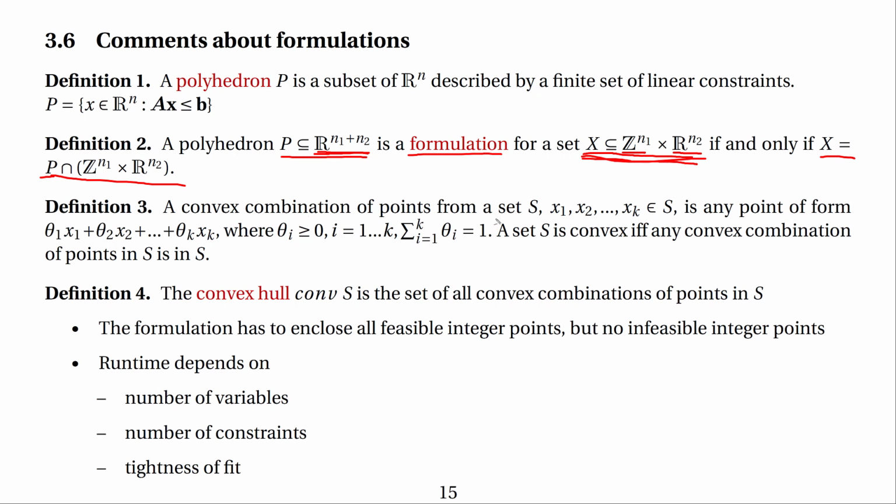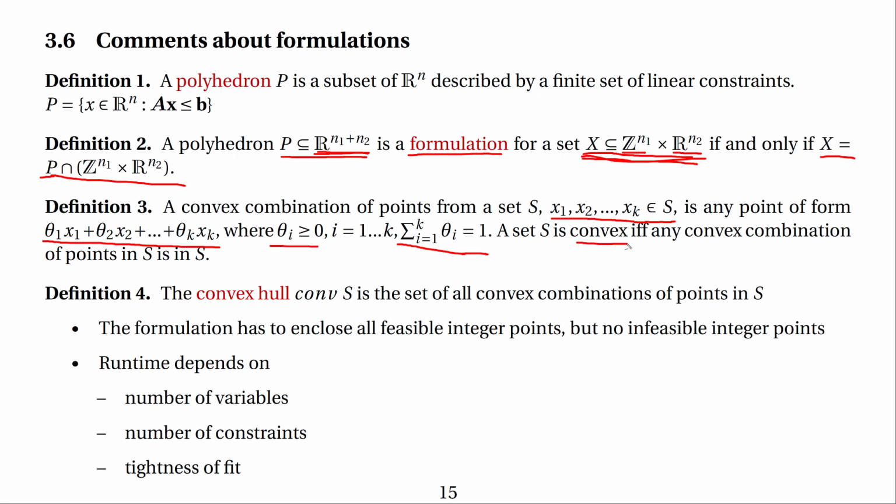Now, a convex combination of points from a set S, x1, x2, ..., xk, elements of S, is a point of the form theta 1 x1 plus theta 2 x2 plus ... plus theta k xk, where all the thetas are greater or equal to 0, and the sum from i equals 1 to k of all the theta i's gives exactly 1. So we're taking a weighted combination where the weights sum to exactly 1, and all the weights are greater or equal to 0.